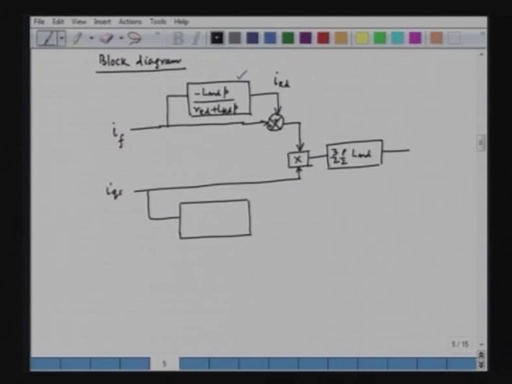So, we can show that as minus of LMQ P divided by (RKQ plus LKQ P), and this is IKQ, and this IKQ has to be multiplied with IDS to produce a torque. So, this is multiplied with IDS. So, we again have a multiplier here.